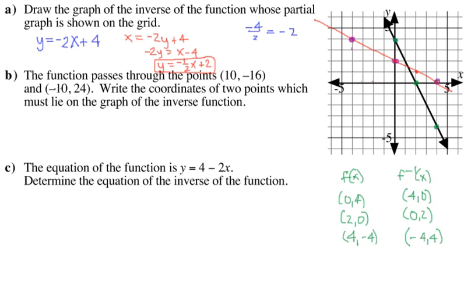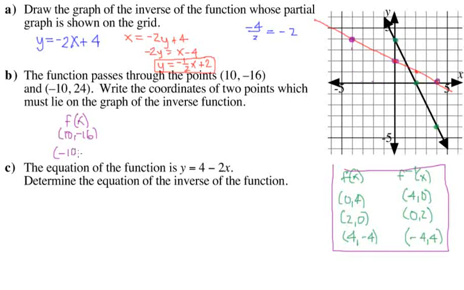Now, let's see what else they have for us here. The function passes through the points 10, negative 16 and negative 10, 24. Write the coordinates of 2 points which must lie on the graph of the inverse. Well, I've kind of ruined the surprise here by telling you this already. That's just 2 more points they want us to swap. You swap these, it should go through negative 16, 10, and it should go through 24, negative 10.